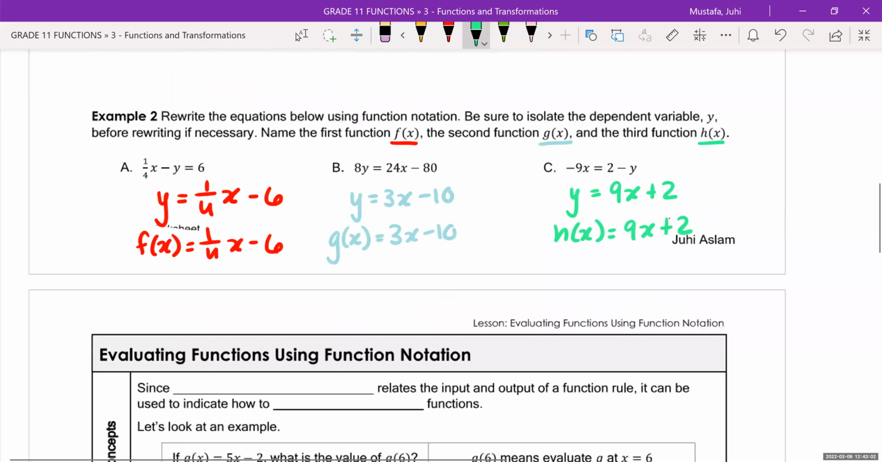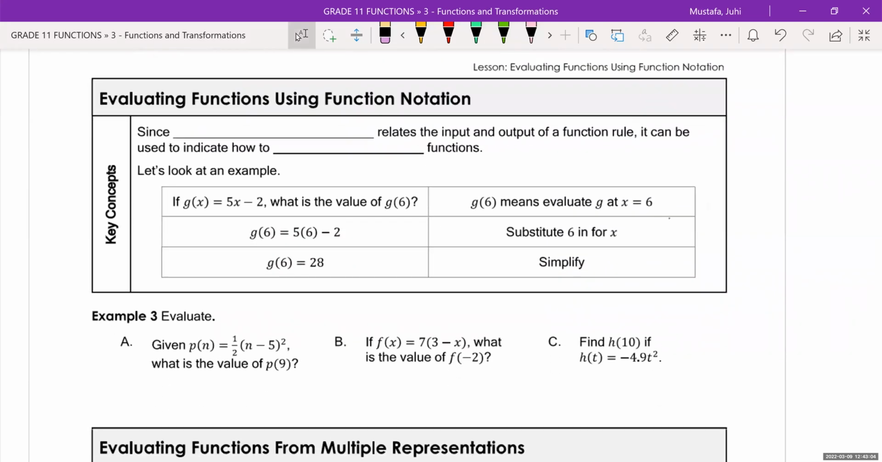Okay, let's keep going. Evaluating functions using function notation. So the blanks here are, since function notation relates the input and output, which is just the x and the y, it can be used to indicate how to evaluate functions. Okay, so let's look at an example.